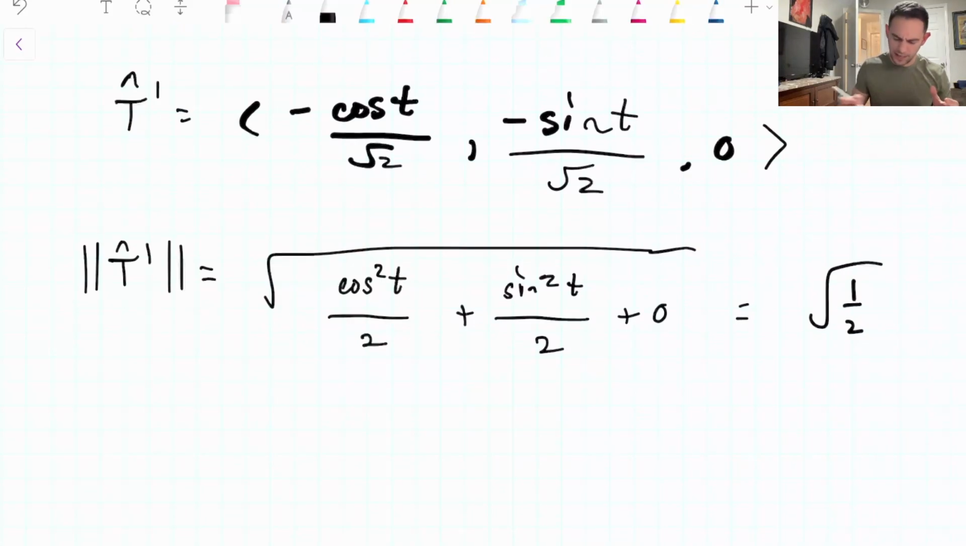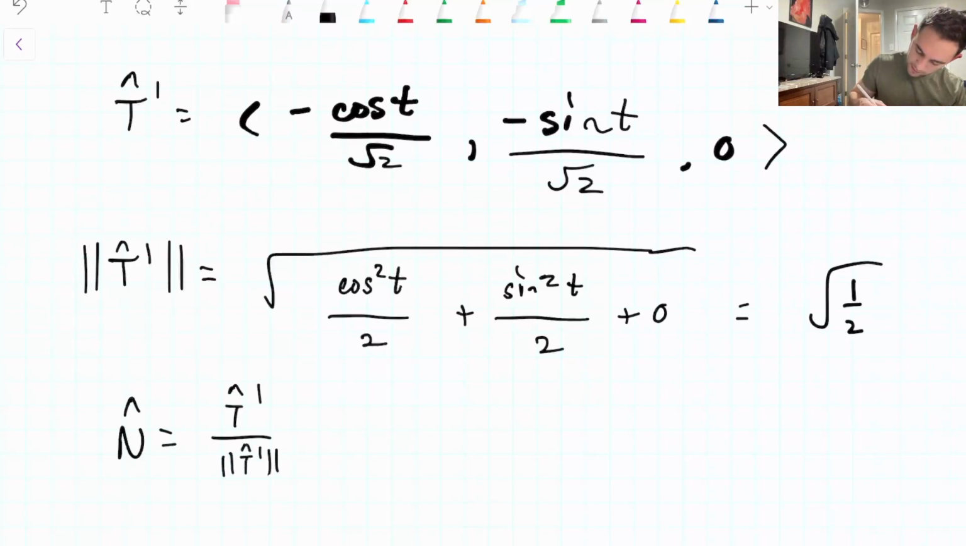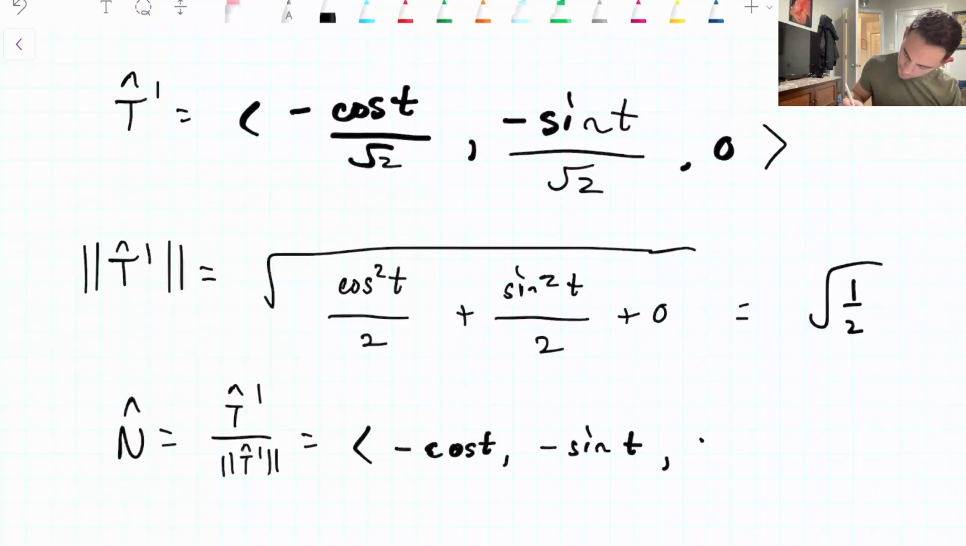Not a very satisfying answer, because what we're about to see is that n hat, t hat prime normalized, is, I'm going to take t hat here, which already has the square root of 2 in all those denominators, and I'm going to divide away that 1 over square root of 2, and I'm just going to be left with minus cos t, minus sine t, comma 0. So there's our n hat.